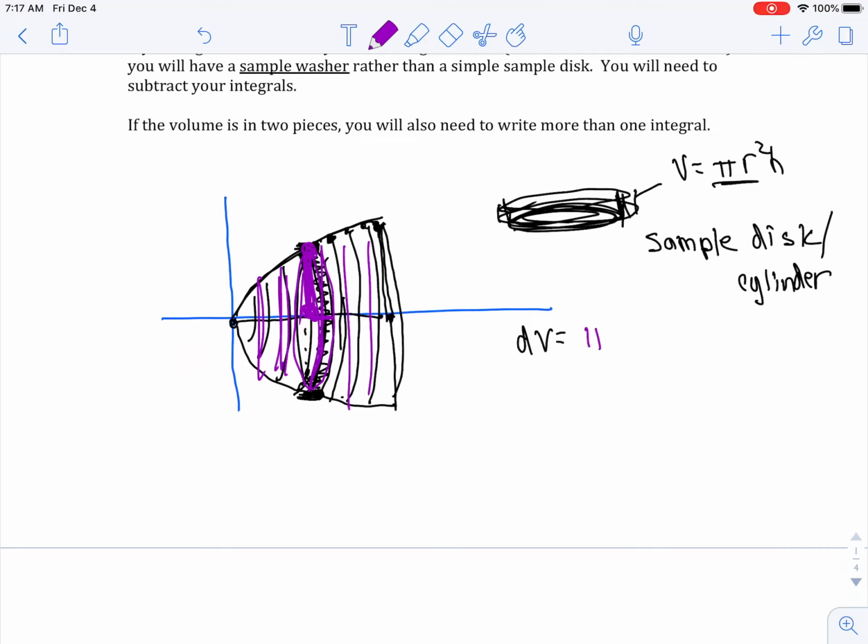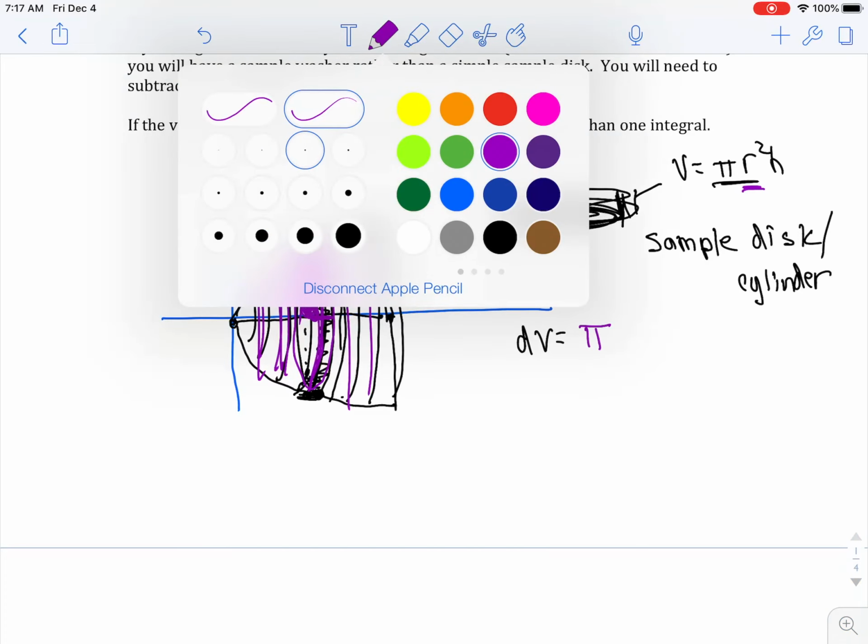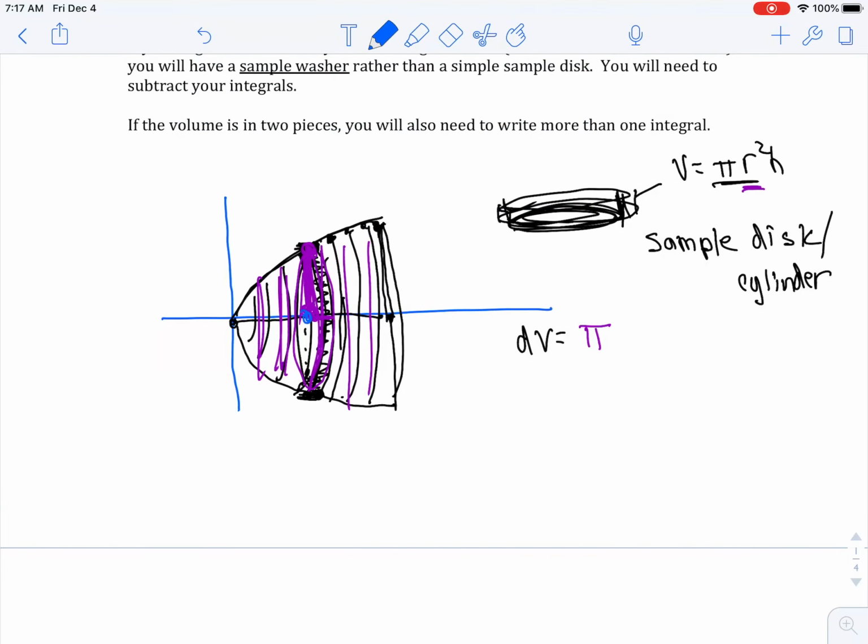So our dV then is going to be pi times, now we need to figure out what the radius is. So the radius is the distance from here to here. So if we think about what a couple of those points are going to look like, this point right here, which is on the x-axis, and this point right here, which is on the curve, are going to have the same x-coordinate. So this is going to be (x, something). This point, because it's on the x-axis, is going to be (x, 0), and then this one's going to be (x, y).